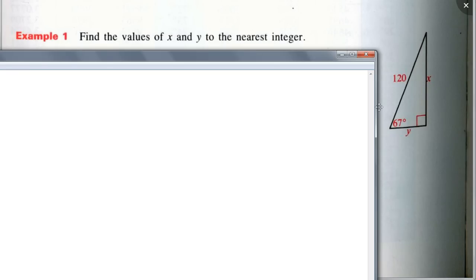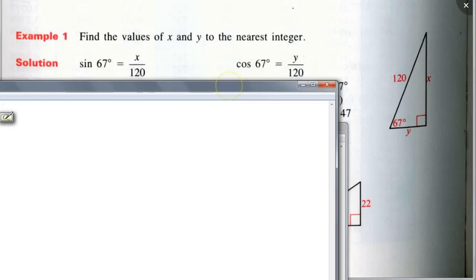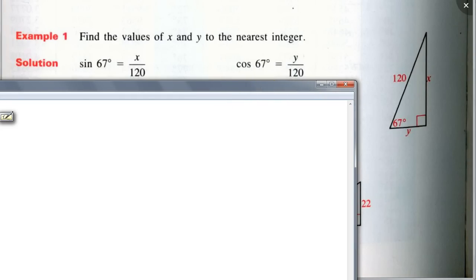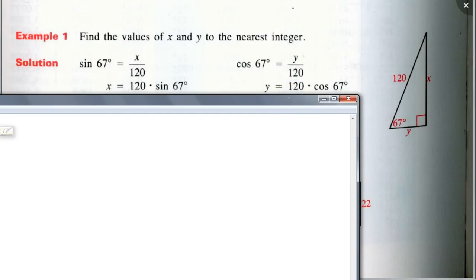What can we use to find the value of y using the angle 67 degrees? Y over 120. What's that ratio of? That's the cosine of 67 degrees. How do we get the exact answer for this? In other words, how do we get y by itself here? Multiply both sides by 120, and there's your exact answer. That's the part that you need to circle for your test.